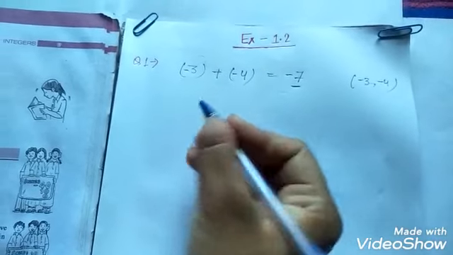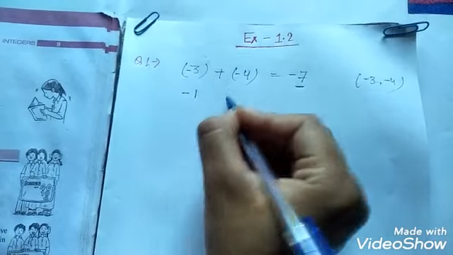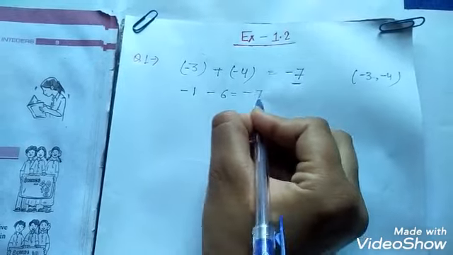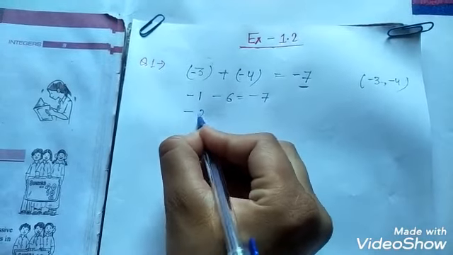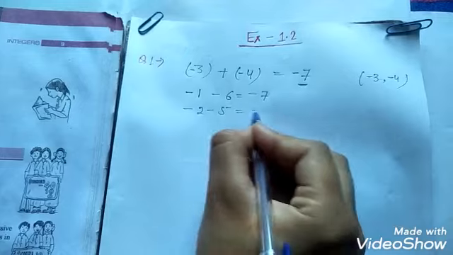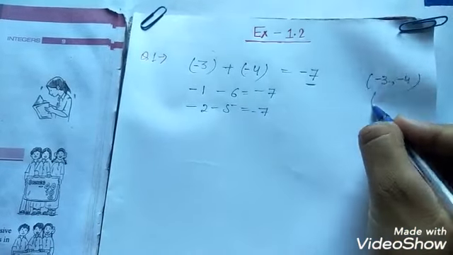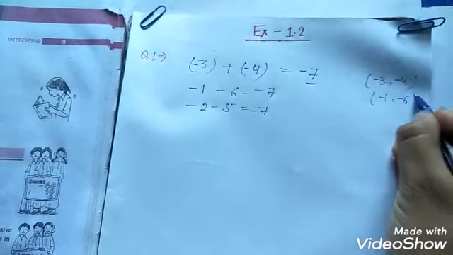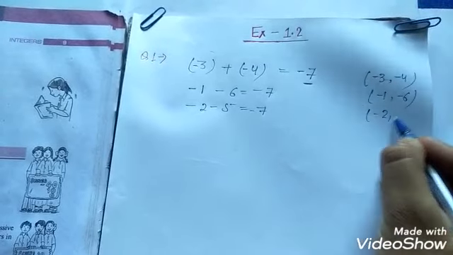And we take more examples. -1, -6 is -7. -2 and -5 is -7. So the pairs are -1, -6 and -2, -5.